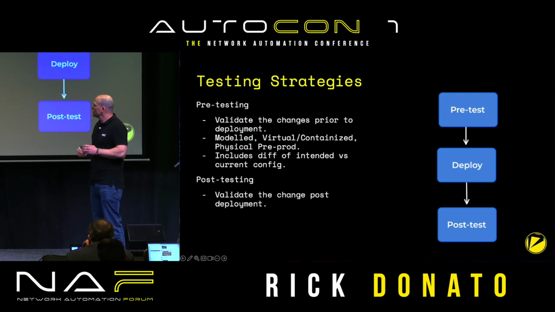Pre-testing is all about making sure we validate those changes before they actually go out to the network, right? We might want to do this in an environment such as a modeled environment, a containerized virtual environment to validate these changes, or, if you're lucky enough, a physical pre-prod. We're going to talk more about those environments in a bit. But this step will also include performing a differential of your intended versus your current state of what you're going to apply out to your network.